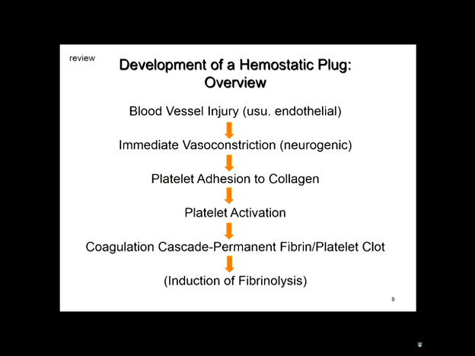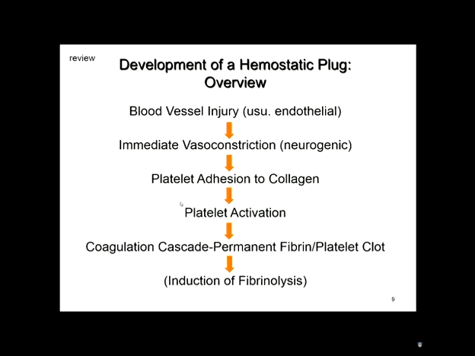So you have vasoconstriction, which is a neurogenic part. Then you have platelets, which adhere to the exposed collagen of the vessel wall. Then you have platelets activating because they adhere to the collagen. And finally, that ends up with a coagulation cascade with a semi-permanent fibrin platelet clot, which then finally undergoes fibrinolysis, because you can't have clots in the vessels staying there forever, because at some point you're going to just cut off the blood supply to your organs and tissues. Therefore, the clots have to go away.